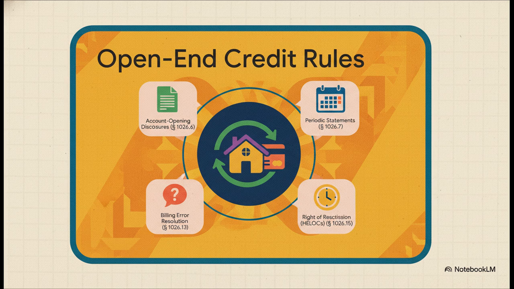For open-end credit, the rules are really all about managing that ongoing relationship. That means you need detailed disclosures right when the account is opened, clear and consistent info on every single monthly statement, and a mandatory process for handling any billing disputes. And this is a big one. For HELOCs that are secured by a person's main home, there's a 3-day right of rescission. It's basically a federally mandated cooling-off period where the consumer can back out of the deal, no questions asked.